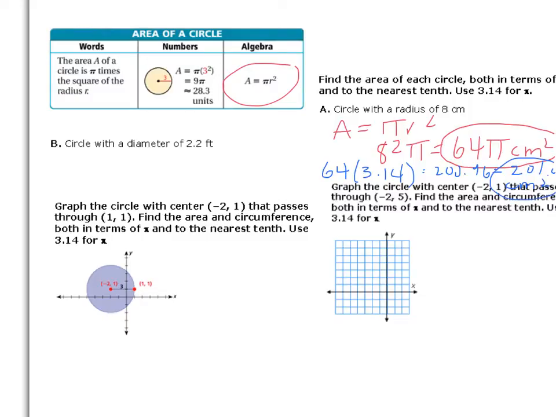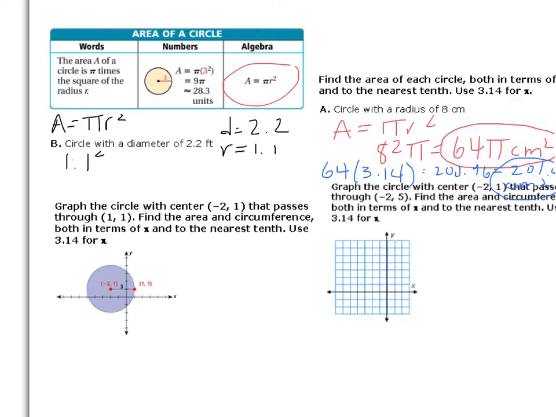Okay? So now if they give us a diameter, we're going to have to find the radius. So if my diameter is 2.2, that means my radius is half of my diameter, so it's going to be 1.1. That's what you need to use in the formula. Okay? So you're going to have area equals pi times radius squared, so it's going to be 1.1 squared, hold on, that's hard to read.